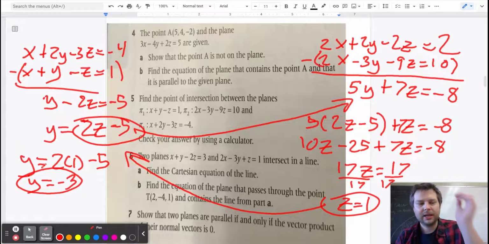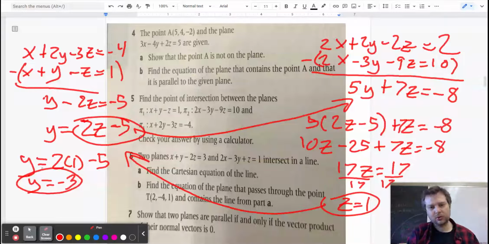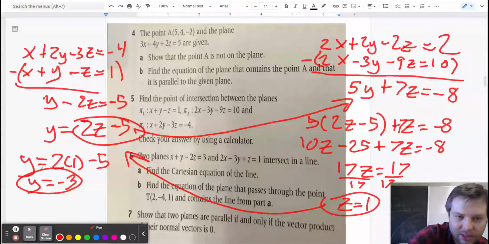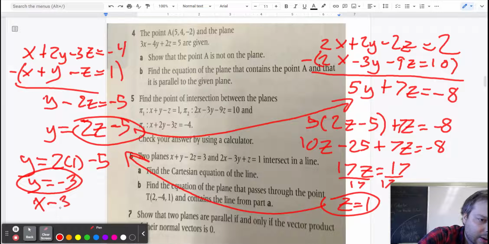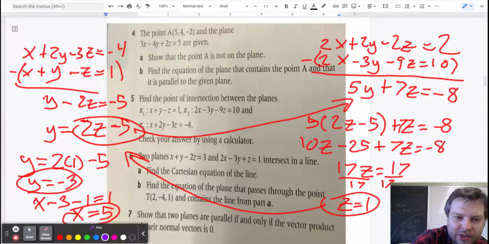Wonderful. Now I have two values, and I can use whatever plane equation makes me happy to find the missing third value. So z equals 1, y equals negative 3. I'm going to use plane equation number 1 again. x plus y minus z equals 1, leaving me with x is equal to 5. Double check your work like a good math student. We know it works with plane equation number 1. 5 minus 3 minus 1 makes 1.